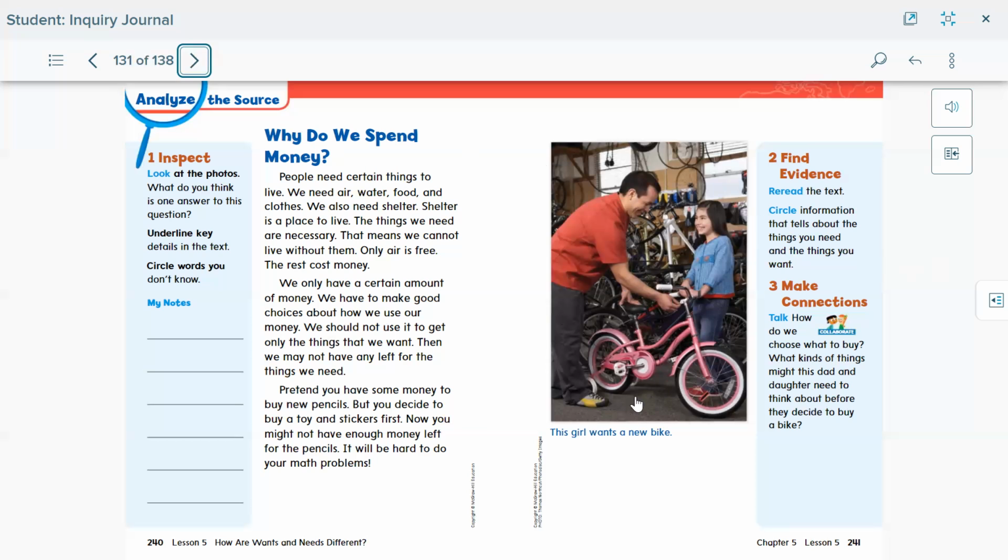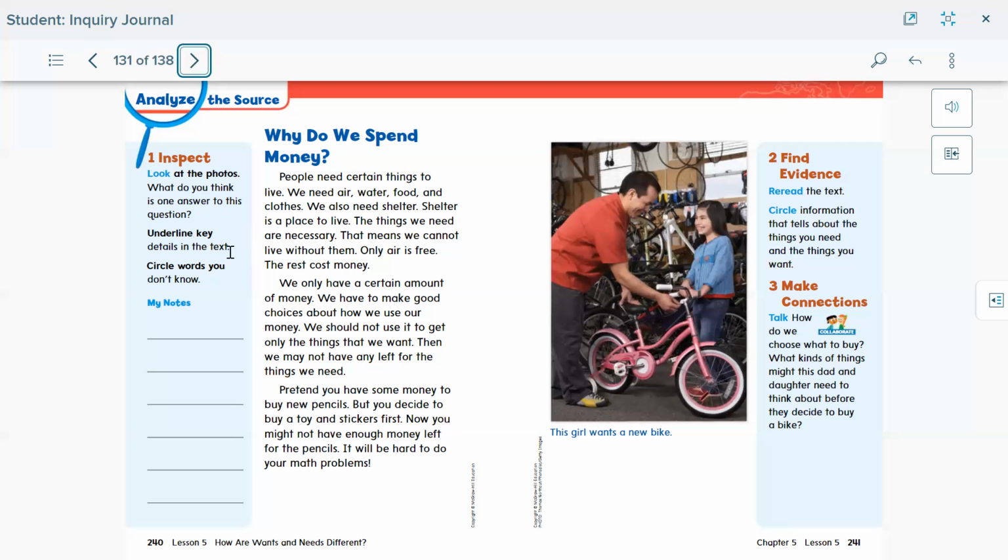Over here, the girl wants a new bike. But is it important? No. If I have the money, I will buy the new bike. But if I don't have it, I will buy what is important to have at the moment. So look at the photo. What do you think is one answer to this question? Why do we spend money? Because we need to buy items that we need.